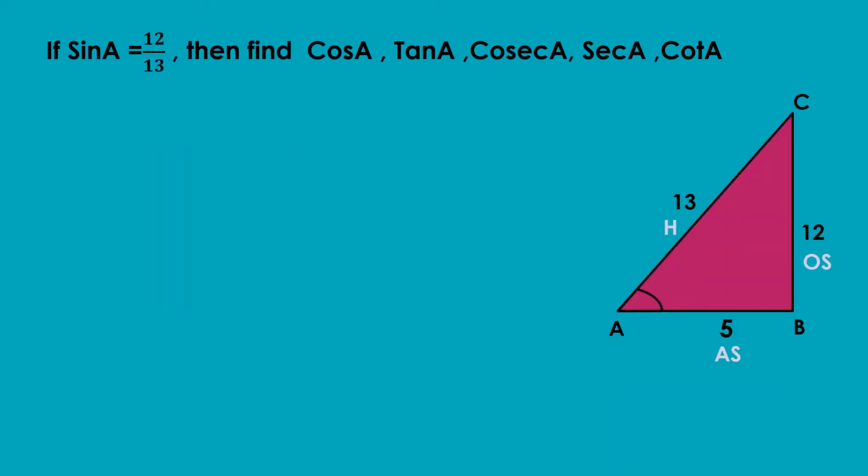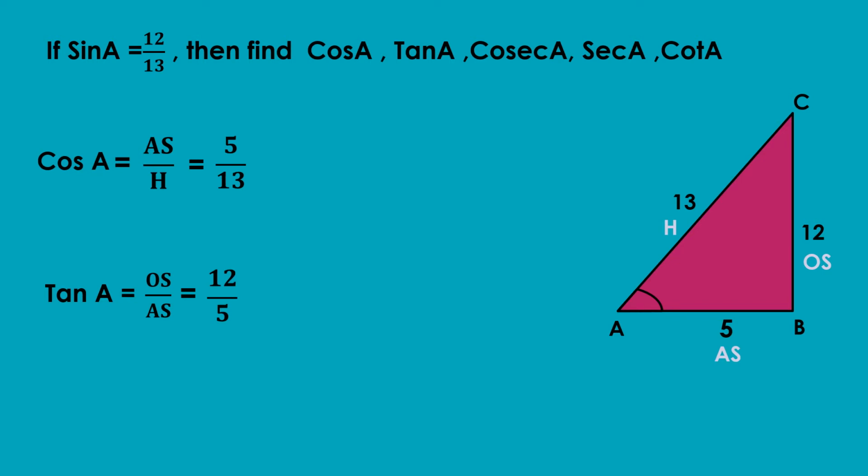We know all the sides in triangle ABC, so we can find cos A, tan A, cosec A, sec A, cot A. Then what is cos A? Cos A is equal to adjacent side by hypotenuse. In the right angle triangle, what is adjacent here? That is 5 and hypotenuse is 13. So cos A is equal to 5 by 13. Then tan A is equal to opposite side by adjacent side. That means 12 by 5.